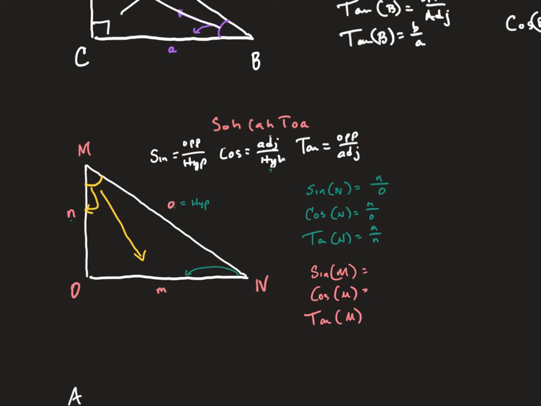Well, the side ratio for sine is going to be the opposite over the hypotenuse. So the opposite is m, over the hypotenuse, so that is going to be m over o. Cosine is going to be the adjacent over the hypotenuse, which is going to be n over o. And then tangent is going to be the opposite over the adjacent, so that would be m over n. Just being able to recognize the sides according to whatever angle we're working with.